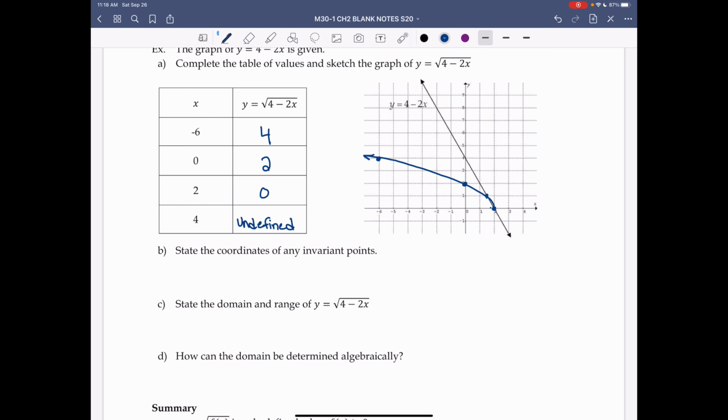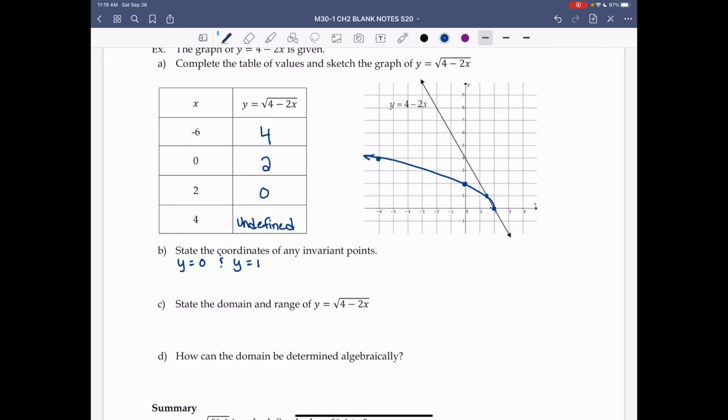State the coordinates of any invariant points. Well, we just said that our invariant points happen when y equals 0 and y equals 1. So how can we find these? Well, algebraically, we can sub y equals 0 and y equals 1 into our function and then solve for x. We could also use our graphing calculator and find the intersection points. Let's do it algebraically this time.